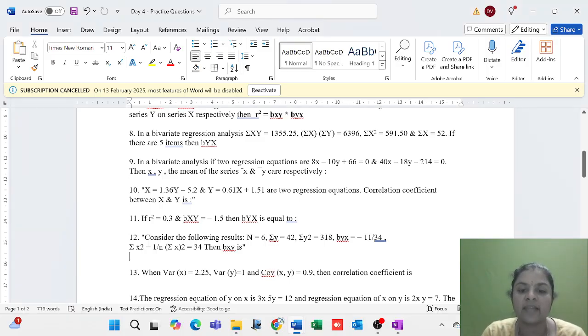Next, again they have given you all the variables' values directly. Consider the following results. N is equal to 6, sigma y square, byx is given. And sigma x square minus 1 by n sigma x the whole square. So they have given you all the variables. You can calculate dxy.